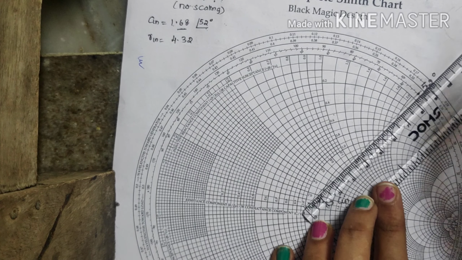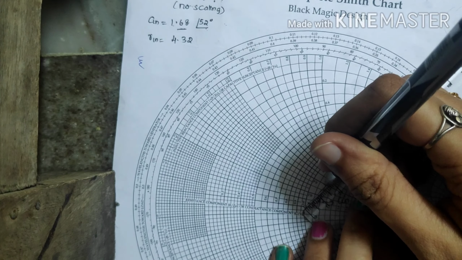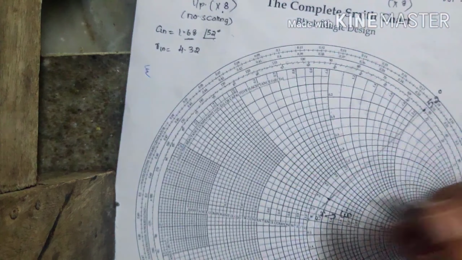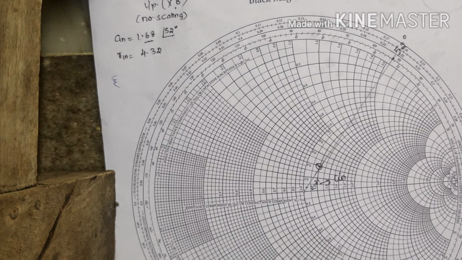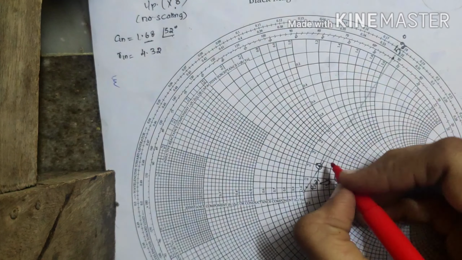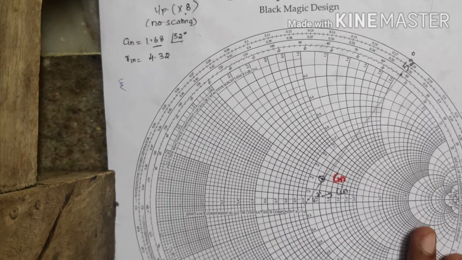Right? So I'm going to mark 1.68. So this is 1.5. It is approximately here. So this point which I've marked here represents your C in, the center point of your input stability circle.